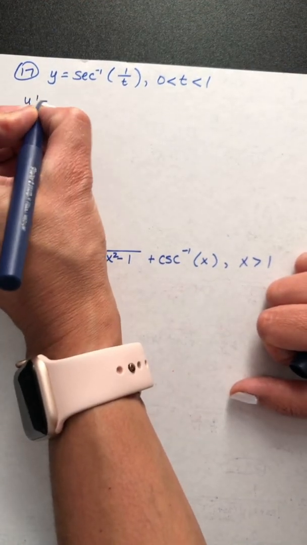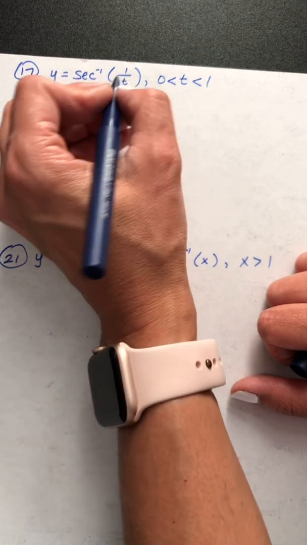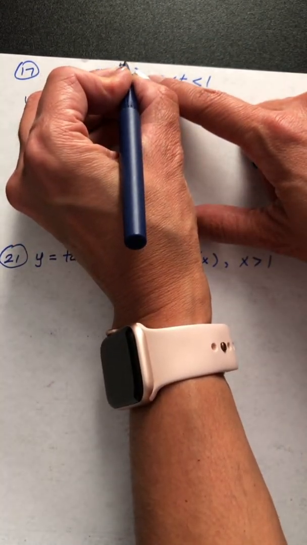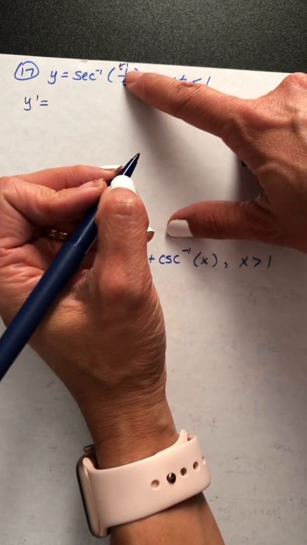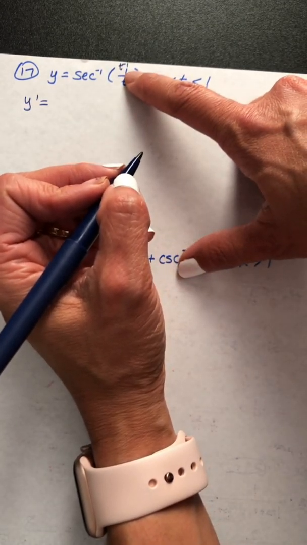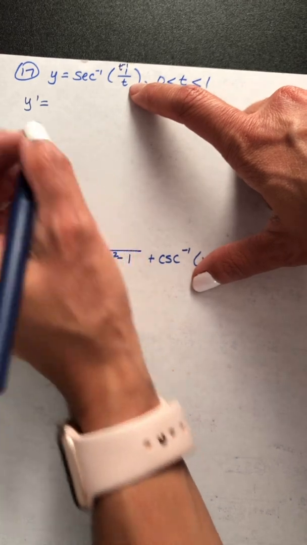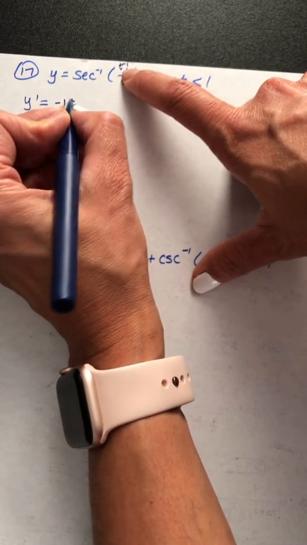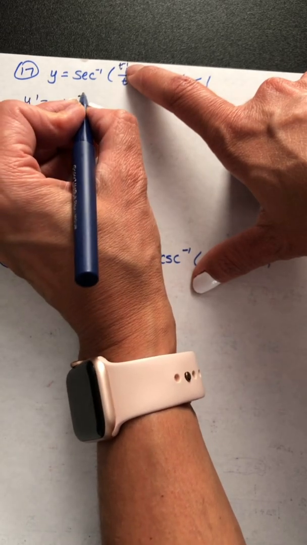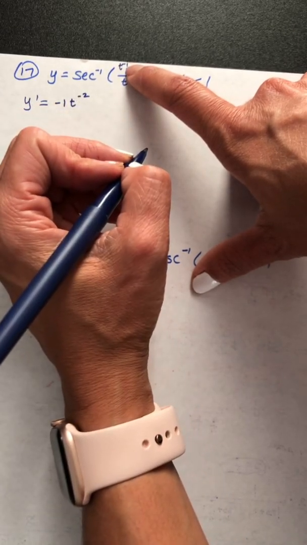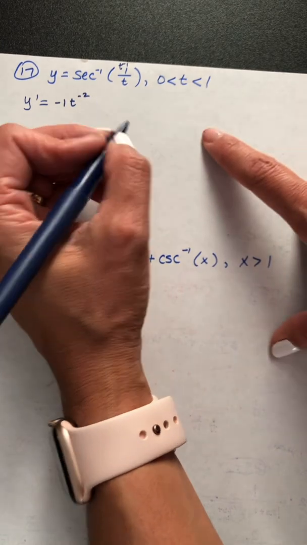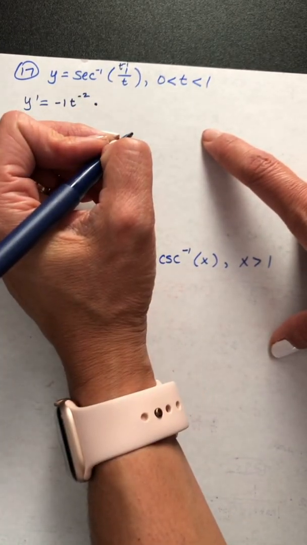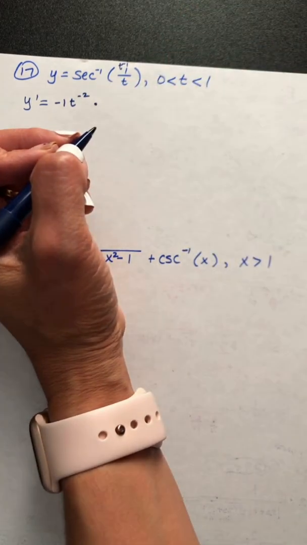So y prime equals, well, I've got the inside here, 1 over t. Now, it's easier to write this as t to the negative 1 power, because then all I have to do is power rule on that when I take its derivative of the inside, because I have to use chain rule here. So the derivative of t to the negative 1 would be a negative 1t, and then subtract 1 from that exponent to the negative 2. Times the derivative of secant inverse.